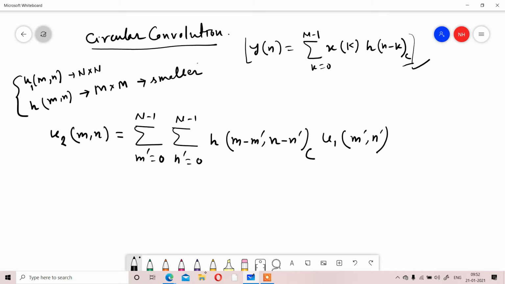In a 2D image, h(m minus m dash, n minus n dash) defines that the circular shifting is happening here. I think all of you know what circular shifting is in 1D cases. In 2D cases also it will be the same, but it will happen over the two-dimensional space.